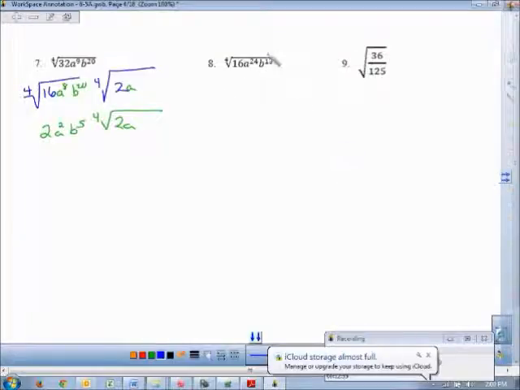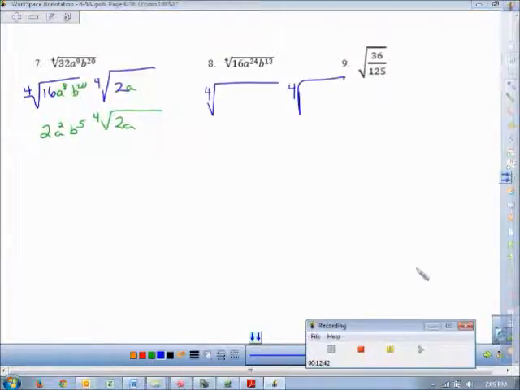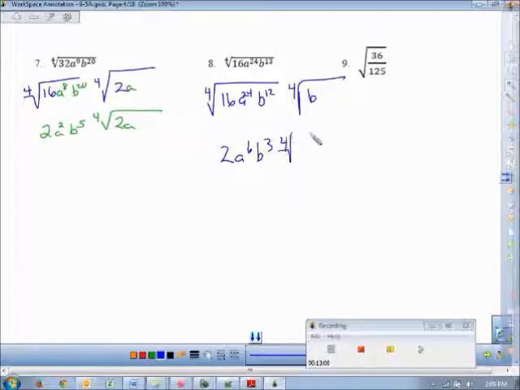Yep. One more. Why don't you pause the video, give him a shot. Got me some fourth roots. 16 is a perfect fourth. A to the 24th is a perfect fourth. And b to the 13th is not, but 12 of them can come over here, and doesn't 1b have to go over there? Right? Then all of this, 2, a to the 6th, b to the 3rd, fourth root of b.